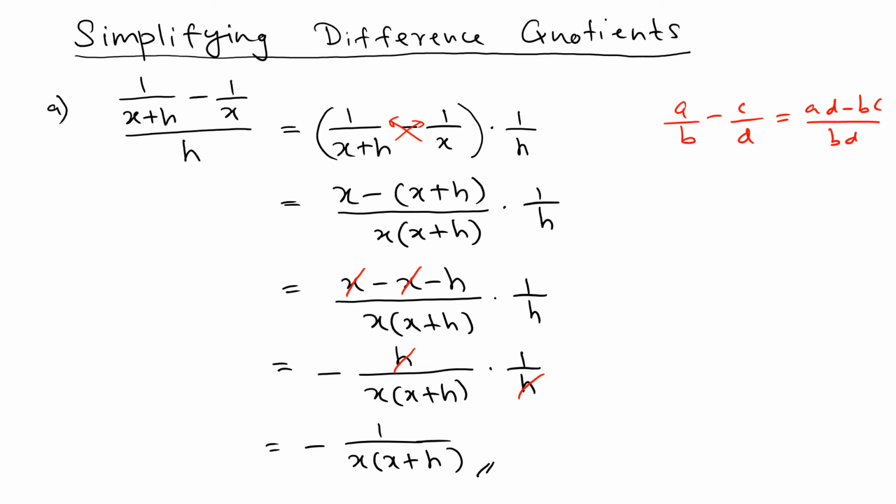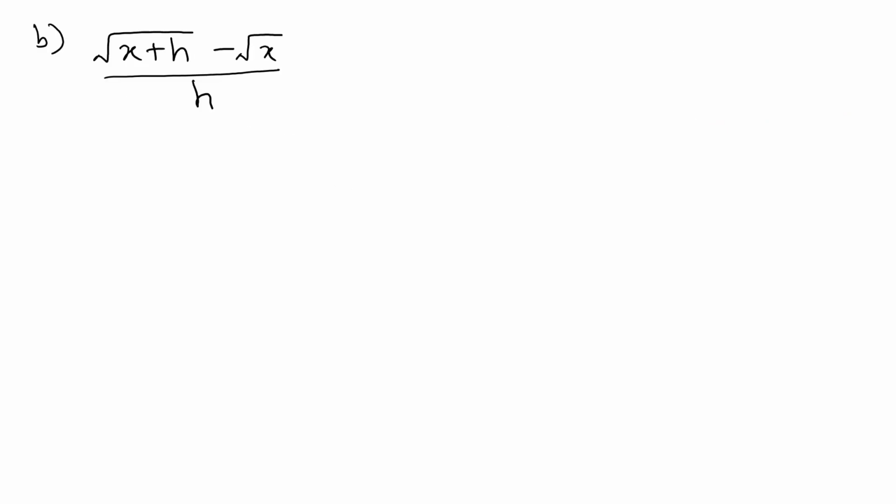So let's look at one more with a square root, because that's very common in difference quotient problems. So we have square root of x plus h minus square root x, divided by h. When you have square root functions, we have to treat this in a different way. So we can use a special technique called multiply by conjugate. So that's the technique we use.